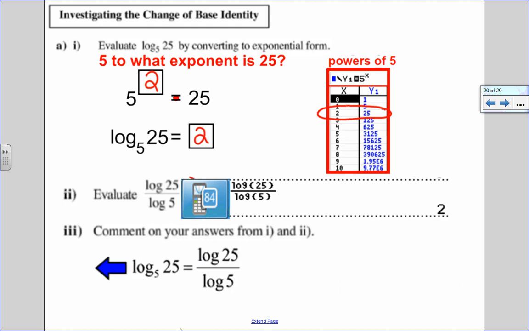They're the same. So since they're the same, I can say that log base 5 of 25 is the same as log of 25 divided by log of 5. And that's to say, log of the argument divided by log of the base.